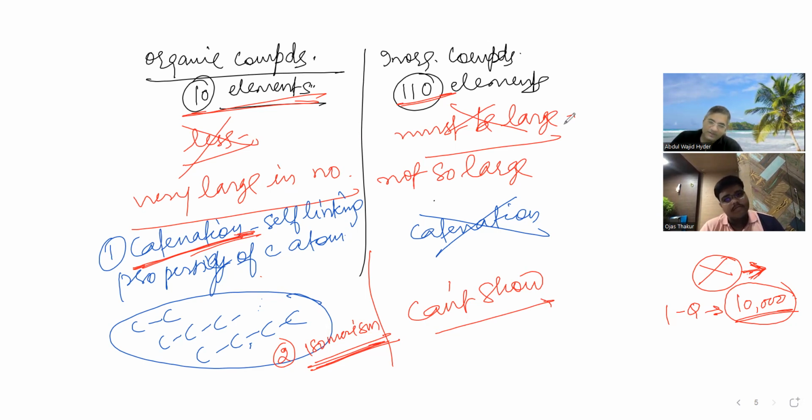So this is the reason for the very large number of organic compounds. One is catenation and the second is isomerism.